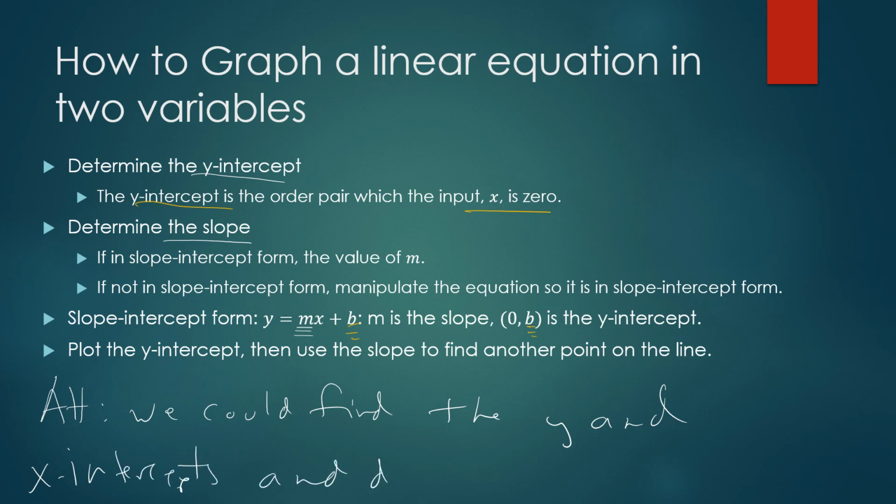And draw the line between them. So there's a couple different ways you can graph the lines. It just depends on which one you're more comfortable with. But notice that both of them involve finding at least a point on the graph, and then you can use the slope to find another.